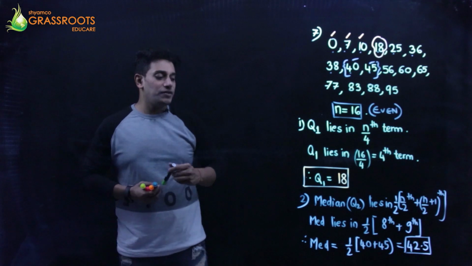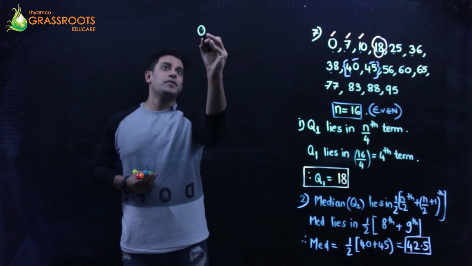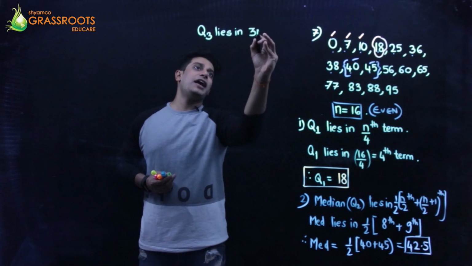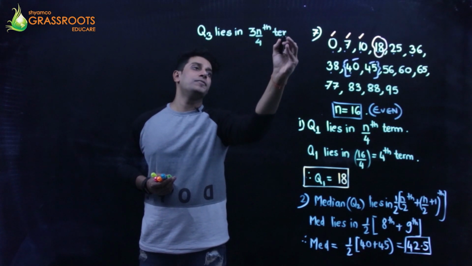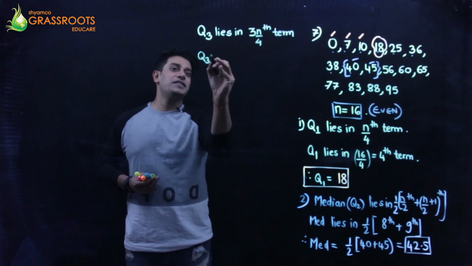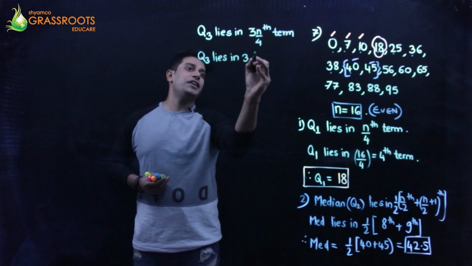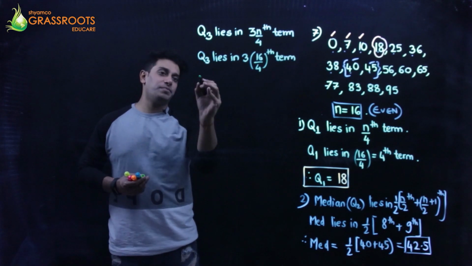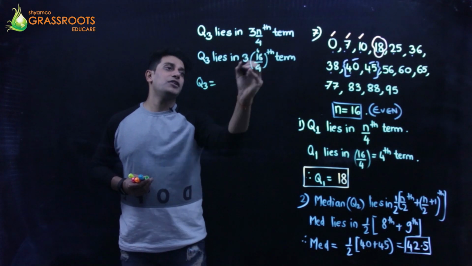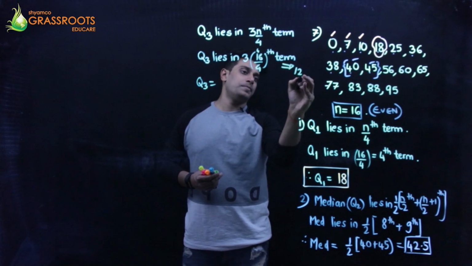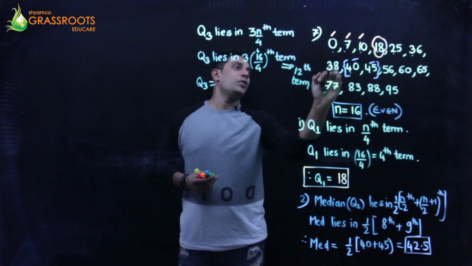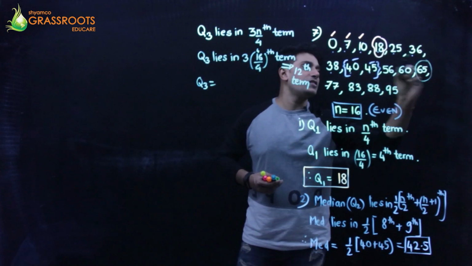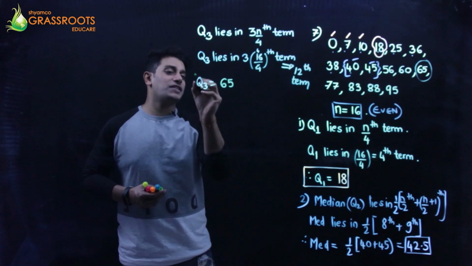The next one, quartile 3, the upper quartile, lies in the 3n by 4th observation. So Q3 lies in 3 into 16 by 4th, which is going to be the 12th term. So the answer of Q3 is the 12th term. Counting 1, 2, 3, 4, 5, 6, 7, 8, 9, 10, 11, 12, that's 65. This is the 12th observation. So the value of Q3 is 65.